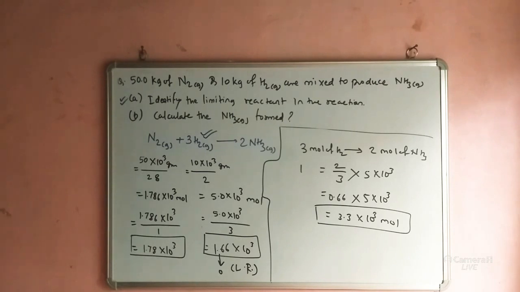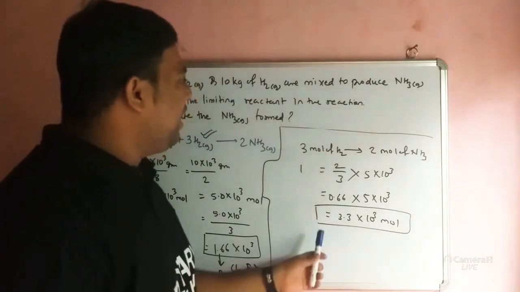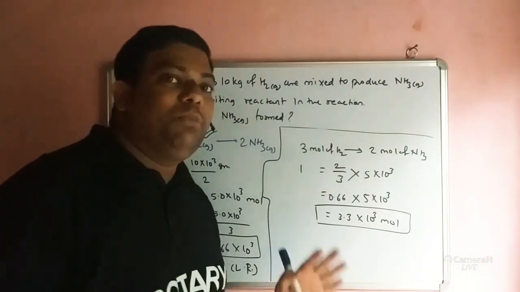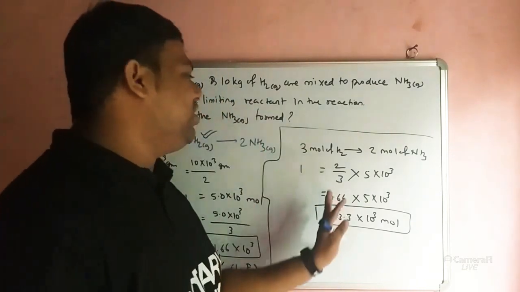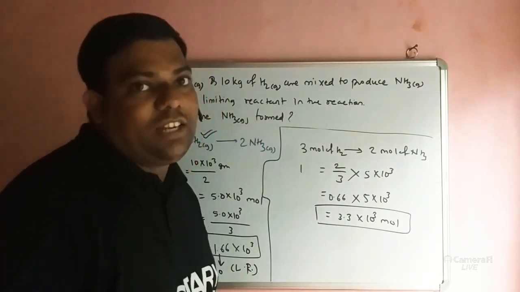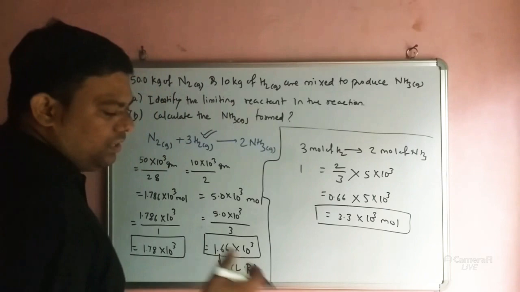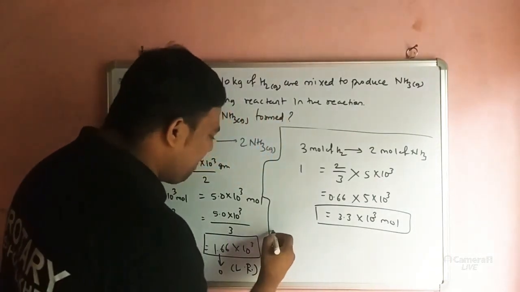I am giving a few minutes to cross check your answer. You will get 3.3 into 10⁻³ mole. हे काय आलं? म्हणजे that much mole of ammonia gas is formed, we got. आता जर का आपल्याला मास मध्ये काढायचं असेल तर मास मध्ये कसं काढणार बघा.